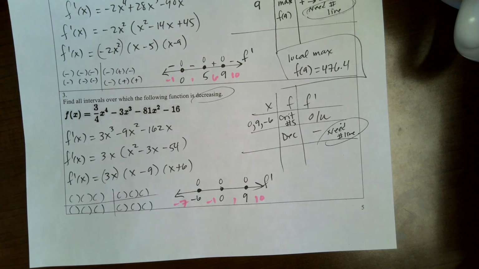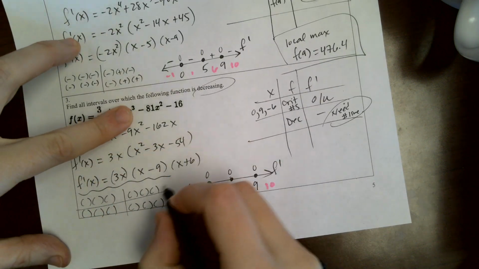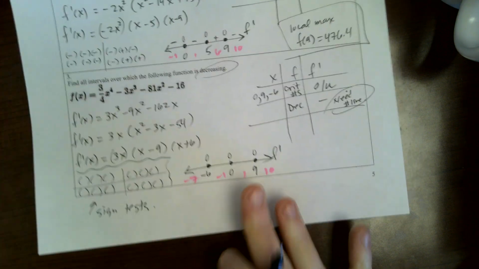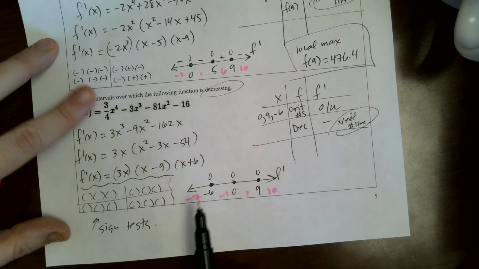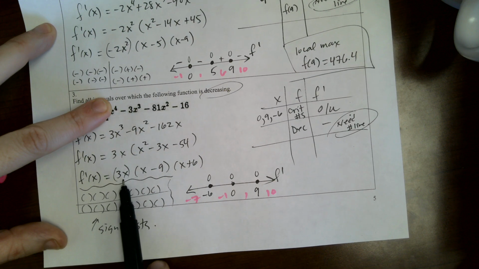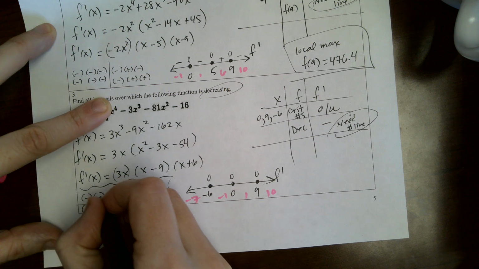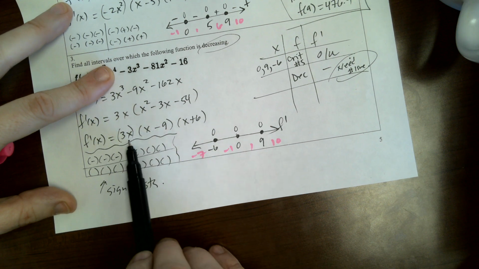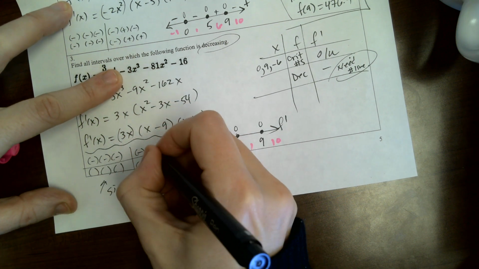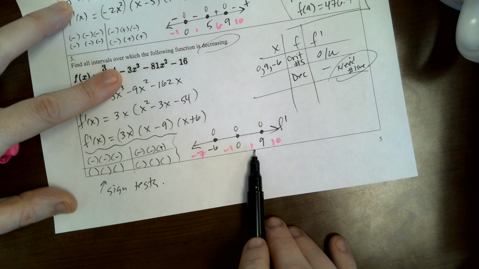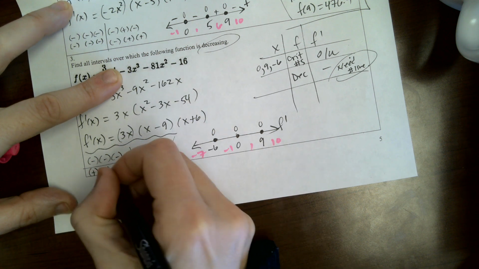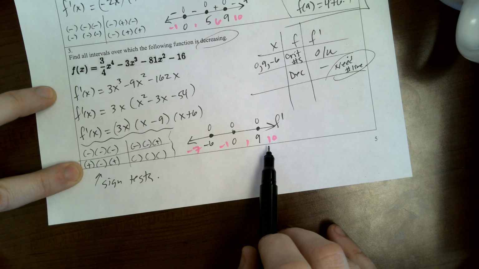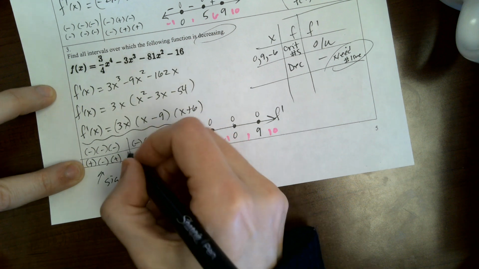You know, I like setting stuff up like that. All right, so that's going to be all of our little sign tests. Okay, so -7 goes in here. We get negative, negative, negative. Okay, let me just go through and get all the signs. So -1 goes in: negative, negative, positive. 1 goes in: positive, negative, positive. And then 10 goes in, and everything is positive.